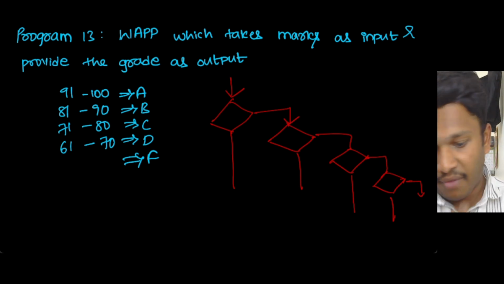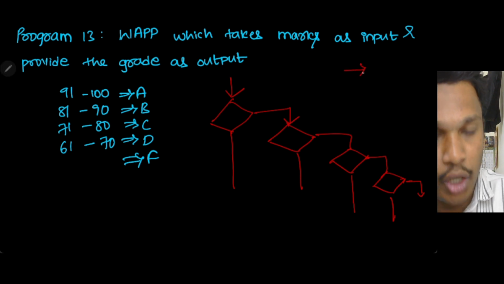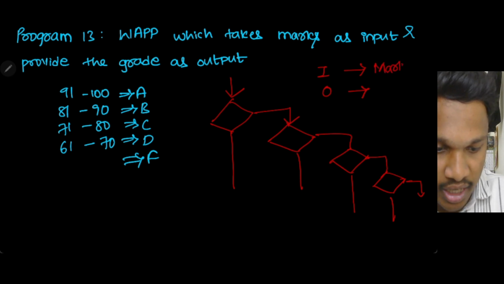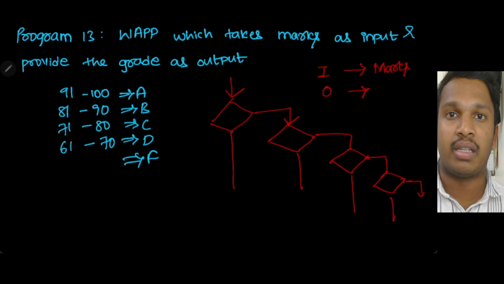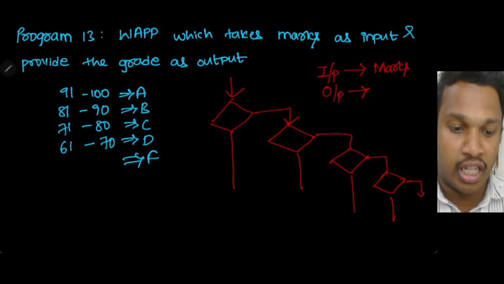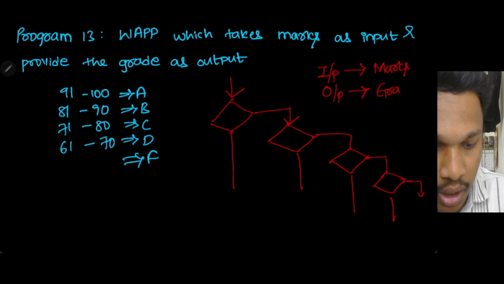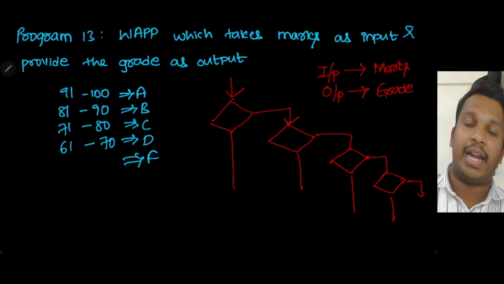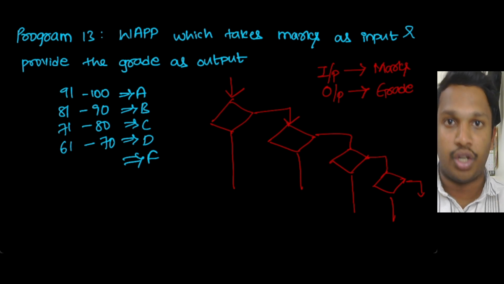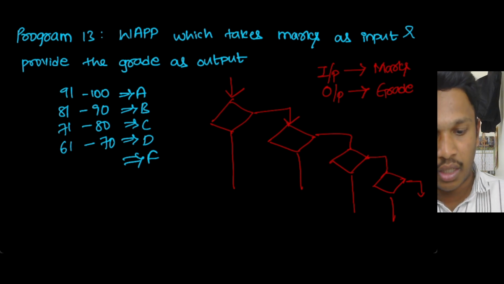First, for this program we need to understand what the input and output are. For this program, the input is marks, an integer. The output is nothing but the grade, what grade the student got. That is the output we should print on the screen. This is the question. Now, how do we apply the conditions?